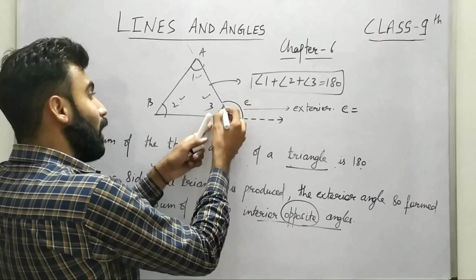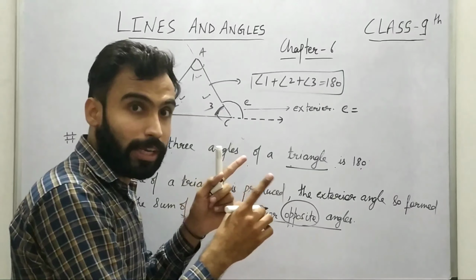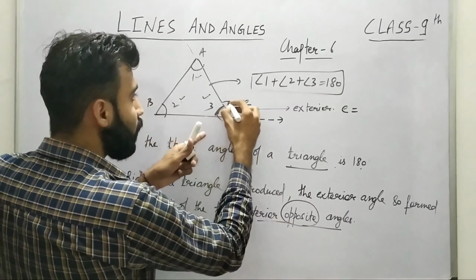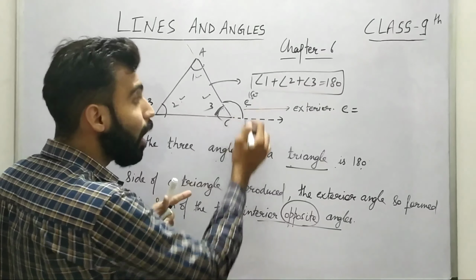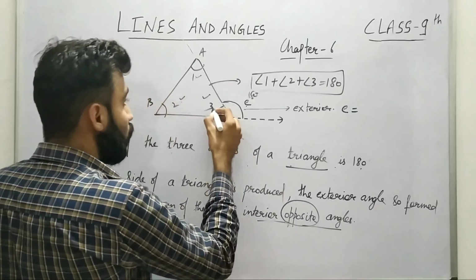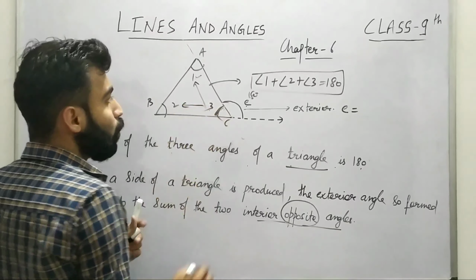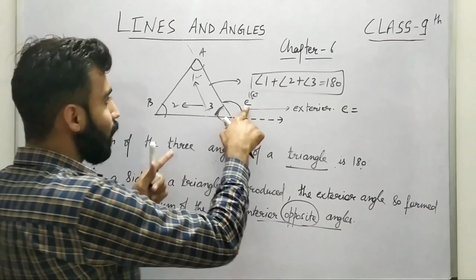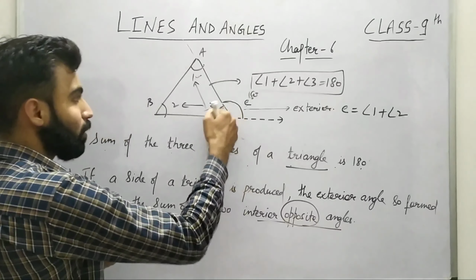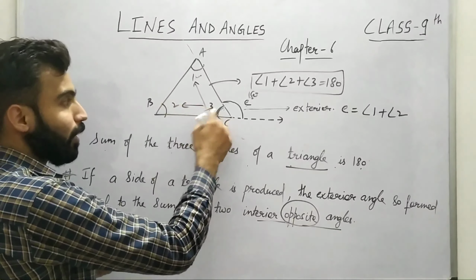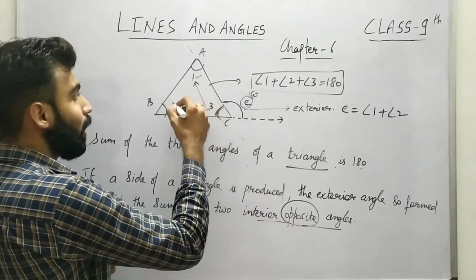Let me take the adjacent angle of this exterior angle. While drawing a linear pair, you know this is a straight line, it will be 180, right? So this is a linear pair. Angle 3 and E are a linear pair. What are the opposite angles to this? Angle 1 and 2. So this exterior angle will be equal to the sum of 1 and 2.